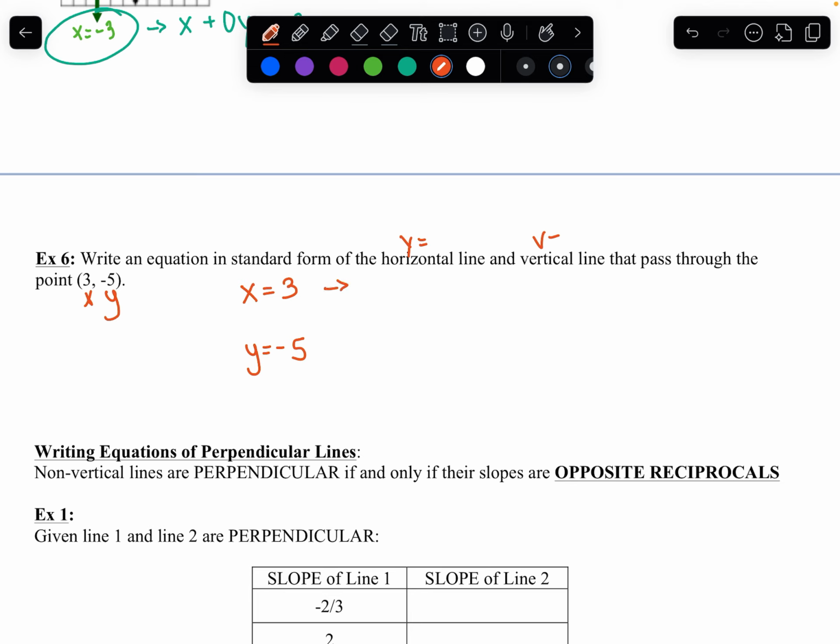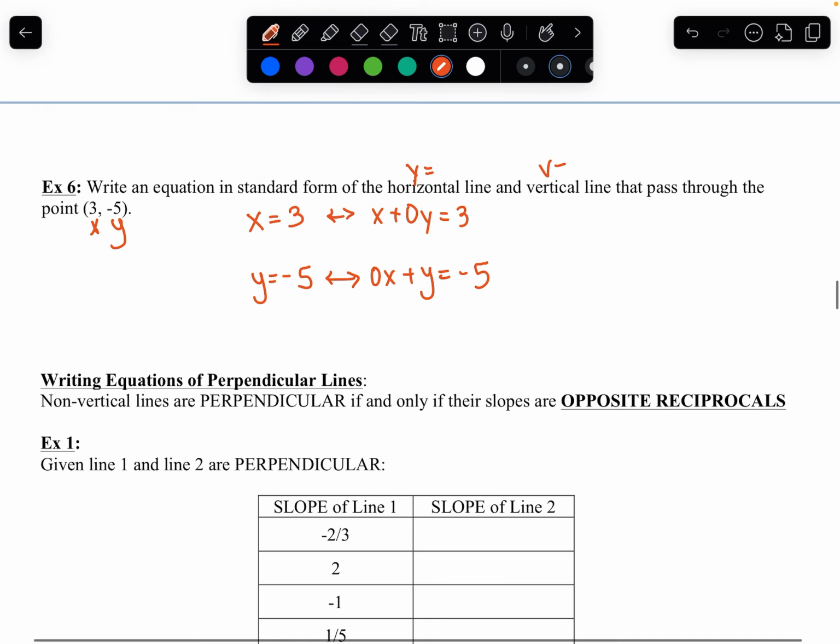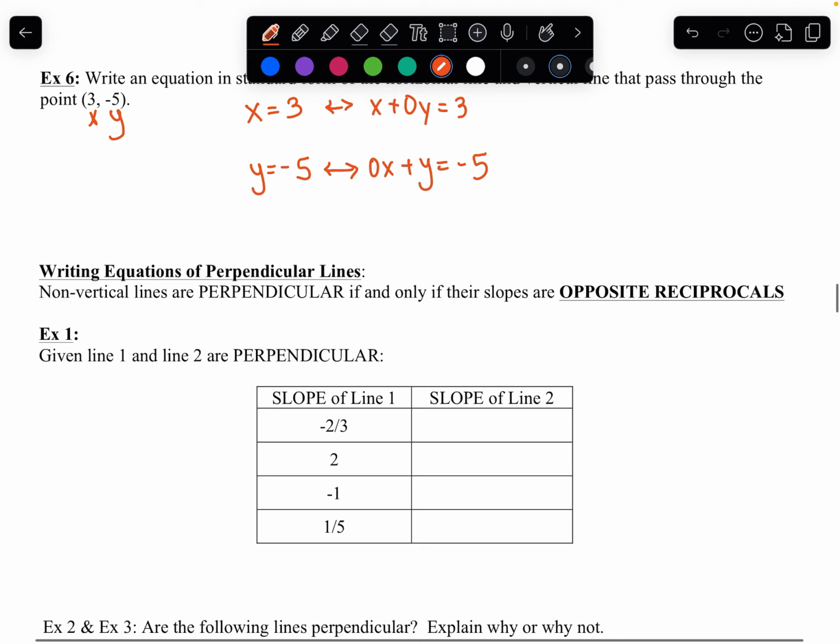So again, these are interchangeable. We can write this as x plus 0y equals 3 and 0x plus y equals -5. Okay. So last video we talked about parallel lines.